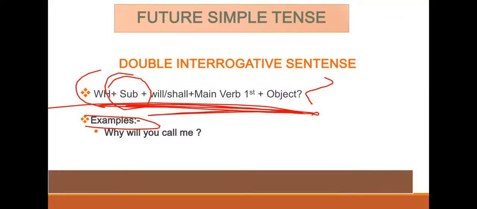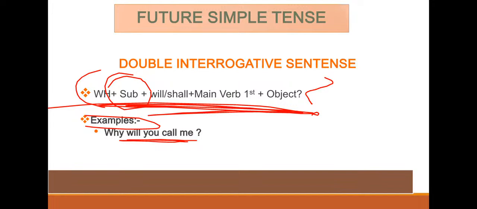Examples right there. Why will you come? Why will you call me? So I told you that we have two different questions right here. The first one is, will you call me? This is the first question. And then you have added the WH version right here. Why will you call me?